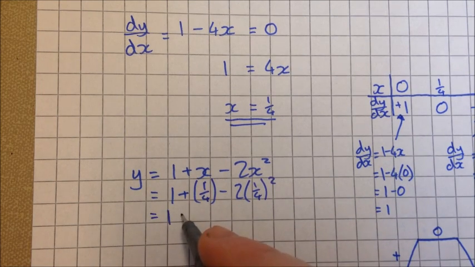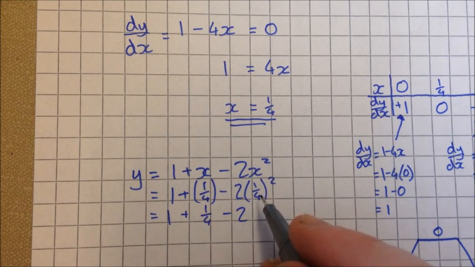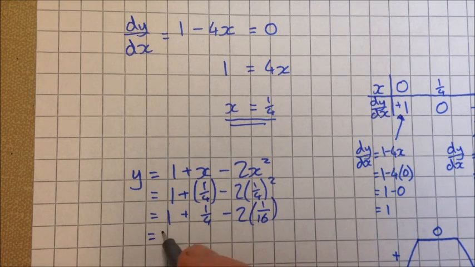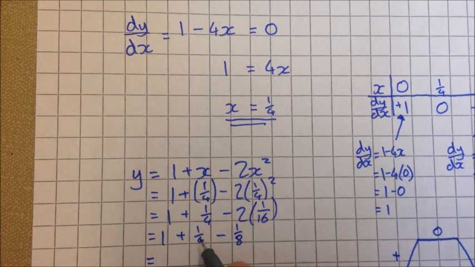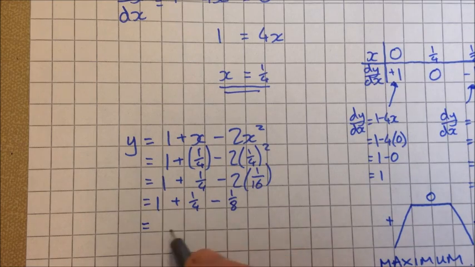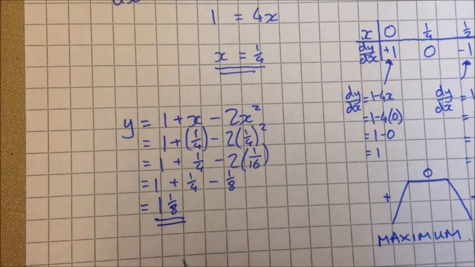So it's 1 plus a quarter take away 2 lots of a quarter squared, which is 1 times 1, which is 1, and 4 times 4, which is 16. 1 plus a quarter take away 2 lots of a 16th, 2 16ths would be an 1/8. A quarter being 2 8ths, 2 8ths take away 1 8th, that's 1/8, so it's 1 plus an 1/8, 1 and an 1/8. And that is the value of y.